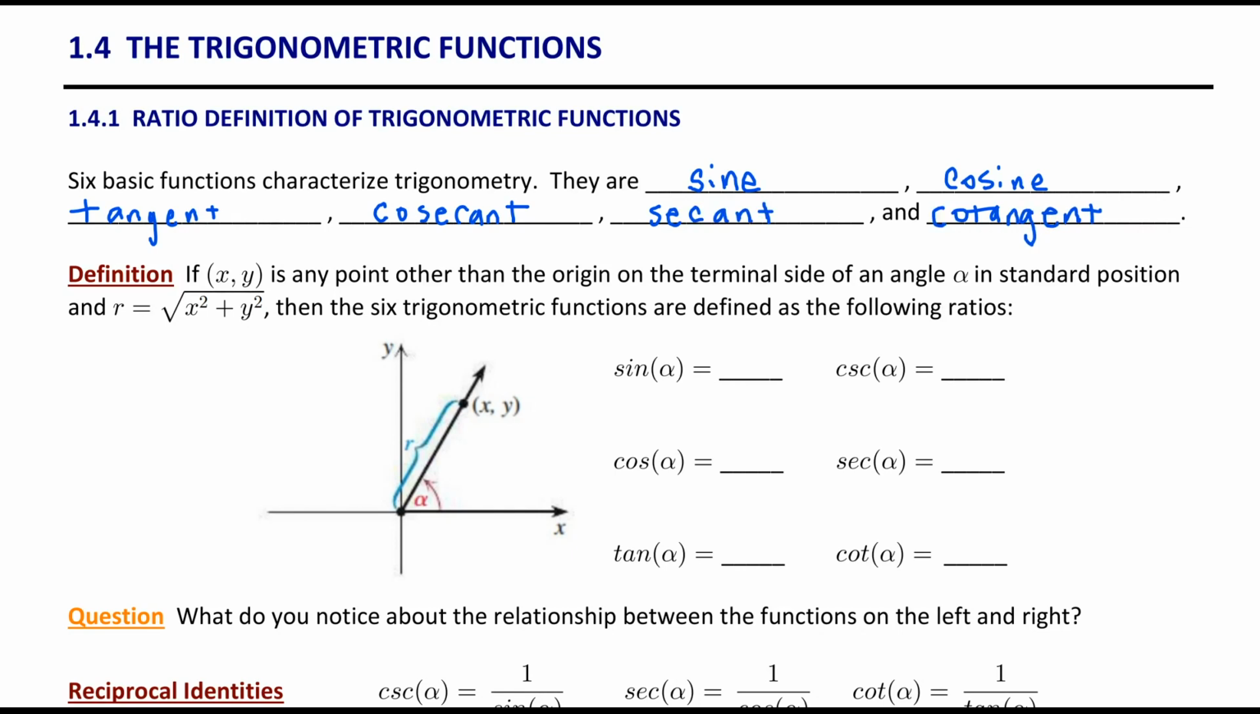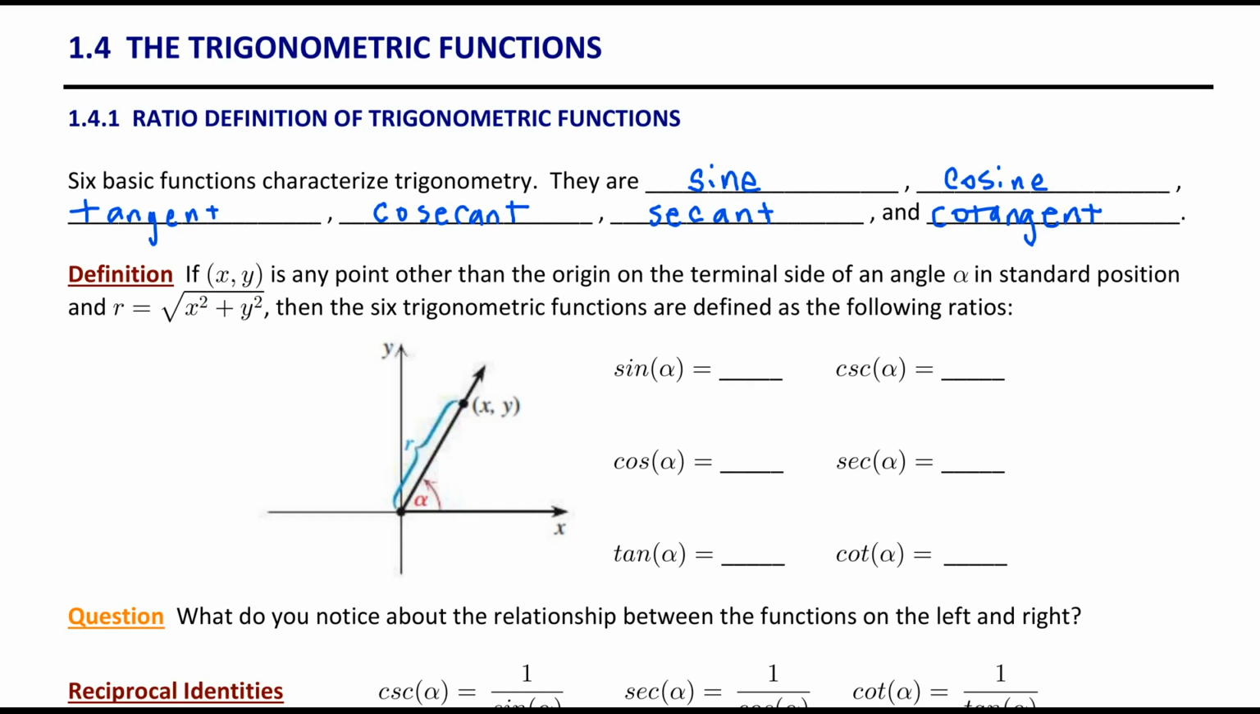To define these functions, we will use an angle in standard position and a point xy on the terminal side of that angle. Here's the official definition. If xy is any point other than the origin on the terminal side of an angle alpha in standard position, and r equals the square root of x squared plus y squared.